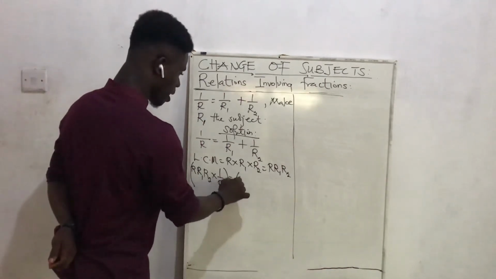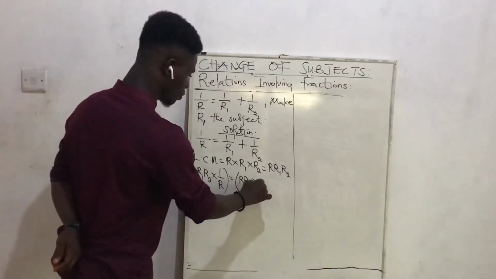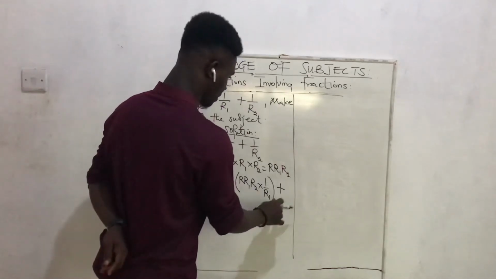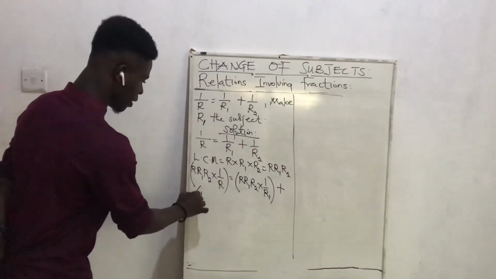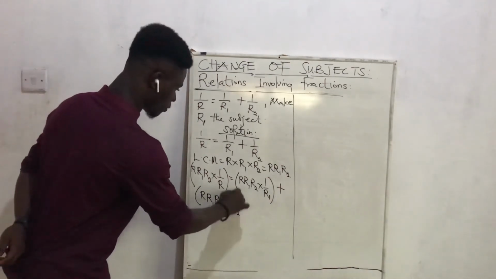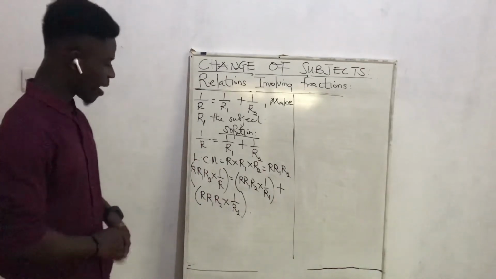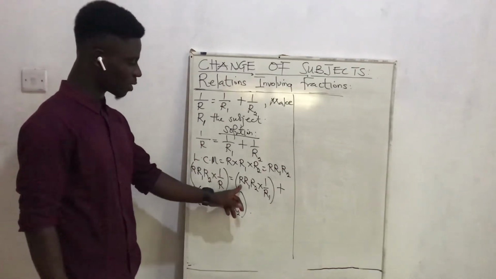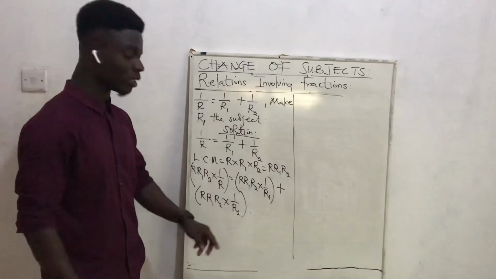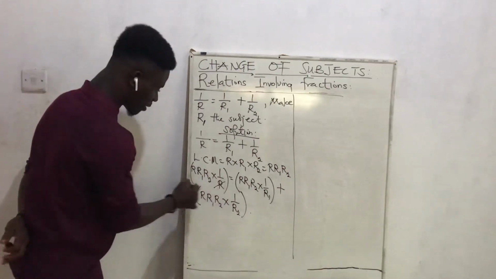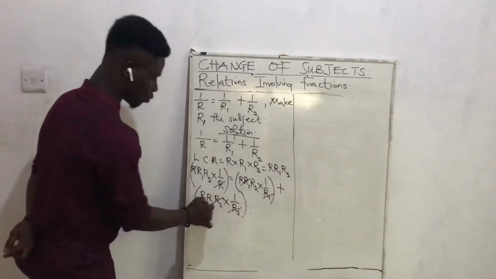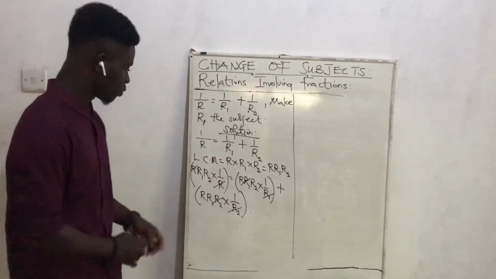equals R R1 R2 times 1 on R1, then plus, let me continue here, R R1 R2 times 1 on R2. So now we can see that this R cancels R, R1 cancels R1, R2 cancels R2. Very, very simple. So now we have what?